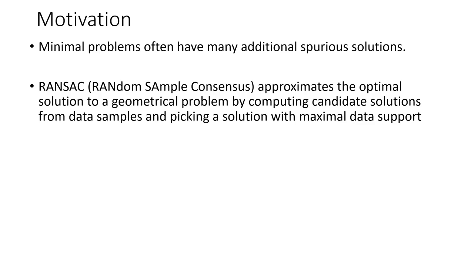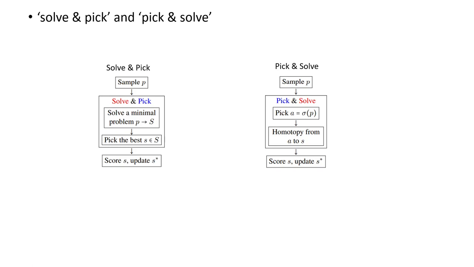And to find the single solution for a data sample in random sample consensus, we use the solve and pick approach. The solve and pick approach first computes all solutions of a minimal problem and picks the best solution among them. This is very expensive and spends a lot of time when a minimal problem has many spurious solutions.